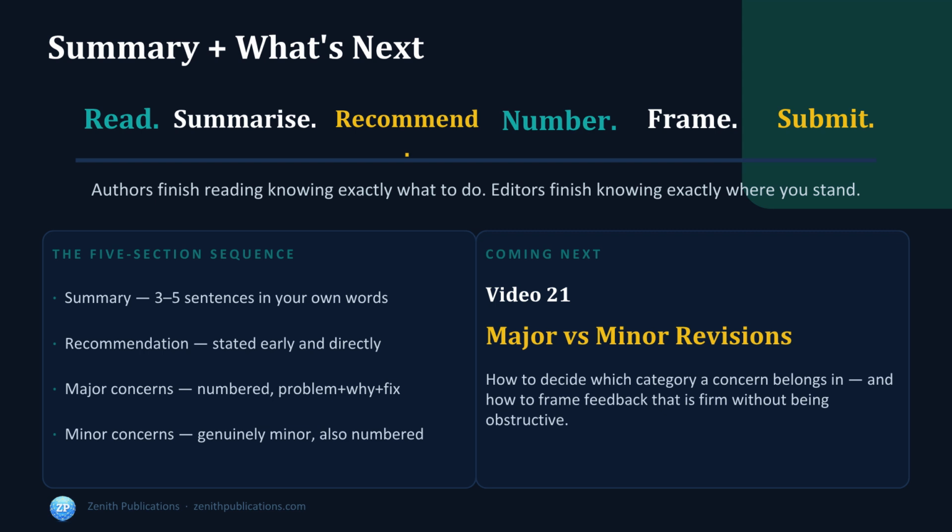The sequence. Read the paper fully, write the summary, state the recommendation, number the major concerns, add the minor concerns, submit. A good review report is specific, constructive, numbered, and internally consistent. The authors should finish reading it knowing exactly what to do. The editor should finish reading it knowing exactly where the reviewer stands.